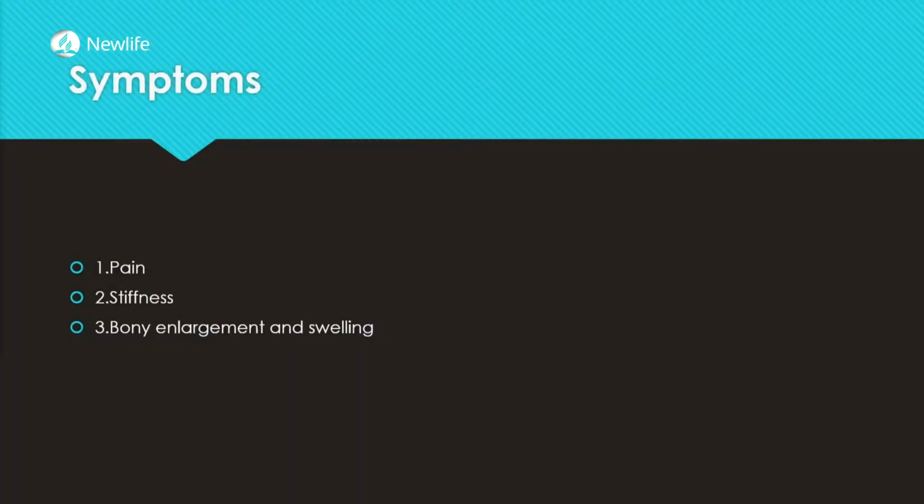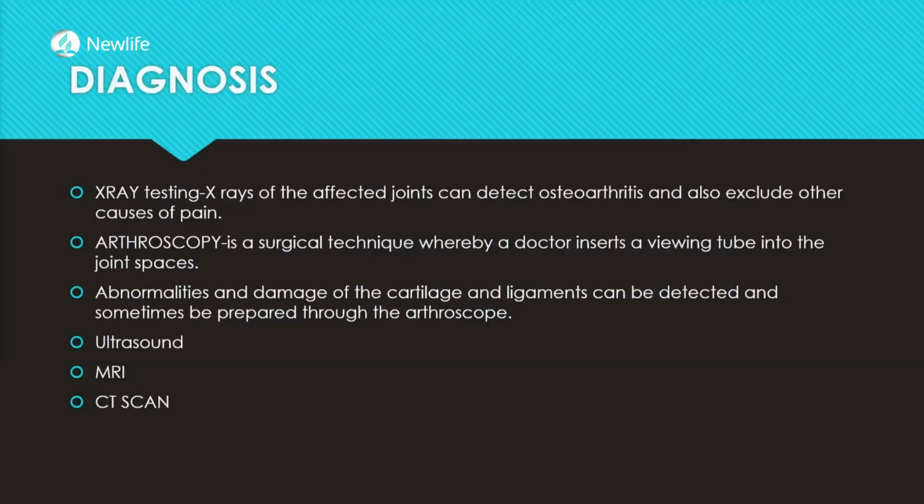Symptoms of osteoarthritis: pain, stiffness, bony enlargement, and swelling. Diagnosis: we have X-ray testing. X-rays of the affected joints can detect osteoarthritis and also exclude other causes of pain. We have arthroscopy. This is a surgical technique whereby a doctor inserts a viewing tube into the joint spaces. Abnormalities and damage of the cartilage and ligaments can be detected and sometimes repaired through the arthroscope. We have the ultrasound, MRI, and the CT scan.